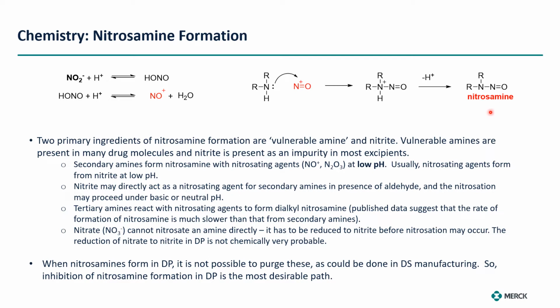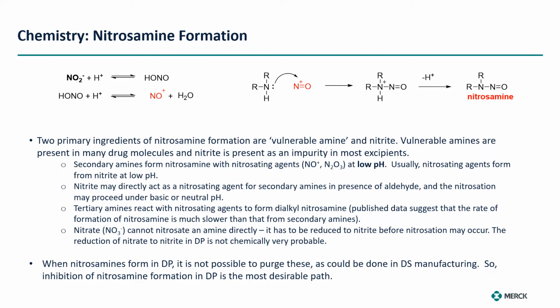We should remember that the optimal pH to form nitrosamine is around pH 3. So at that pH, nitrite can react very efficiently with a secondary amine to form nitrosamine. But nitrite can also directly react with secondary amines in the presence of aldehyde at neutral or at higher pH. Also, tertiary amines can react with nitrosating agents to form nitrosamine, although the rate of nitrosamine formation is much slower than that with secondary amines.